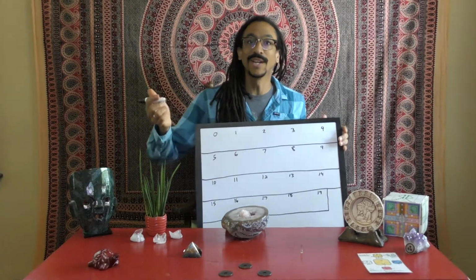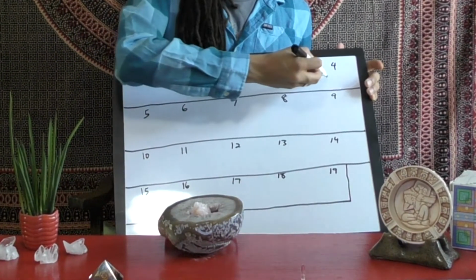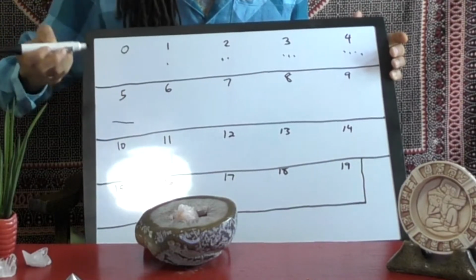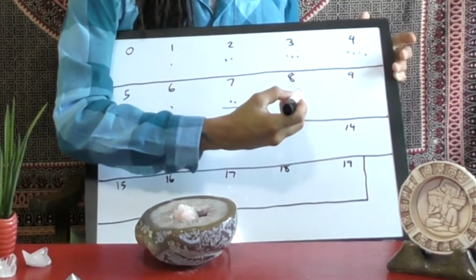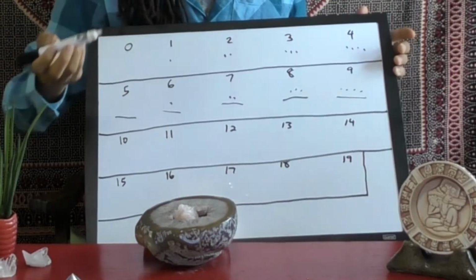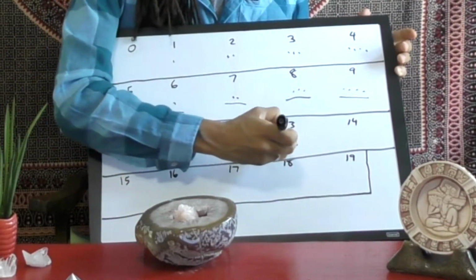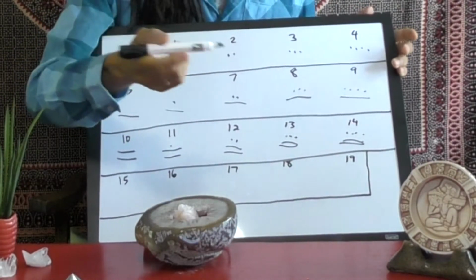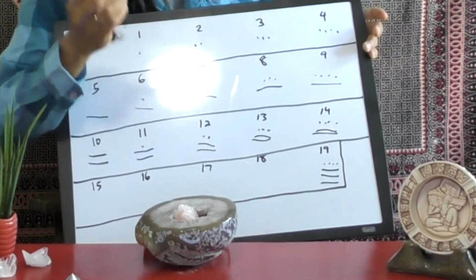In dot bar notation, each dot represents 1. A bar signifies a group of 5. So the numbers 6 through 9 are written with a bar and up to 4 dots above it. 10 then is 2 bars, and so on. We continue in this way until we get to 19, which is 3 bars and 4 dots, 3 groups of 5 plus 4.